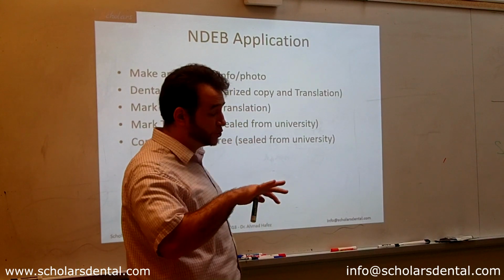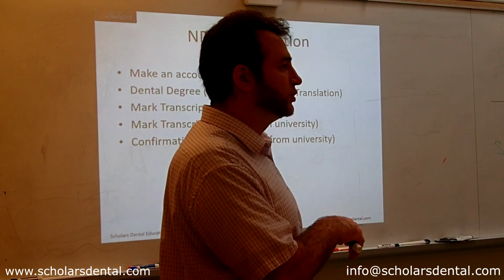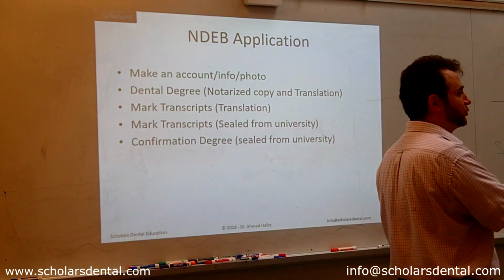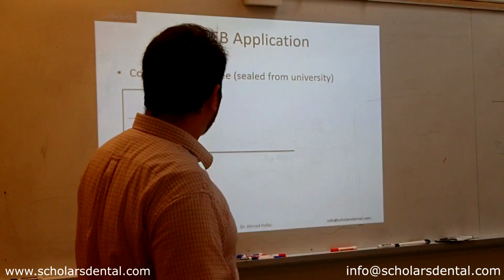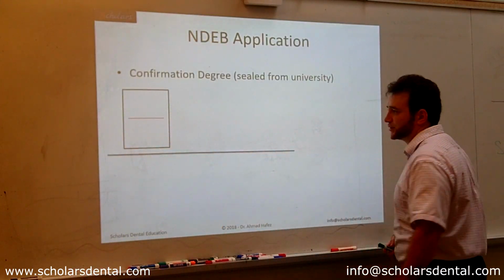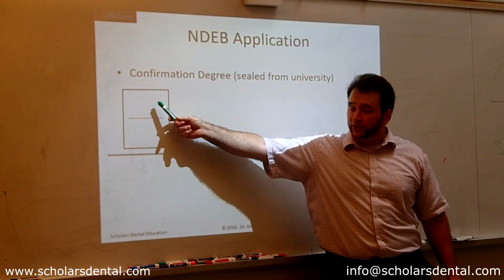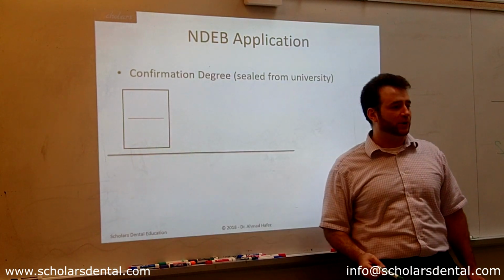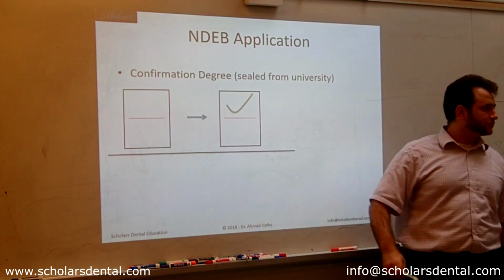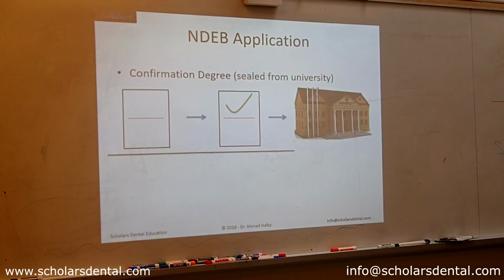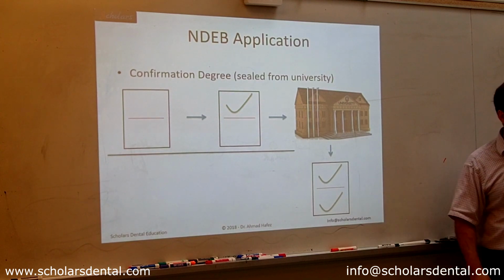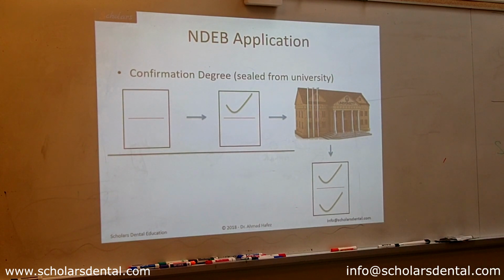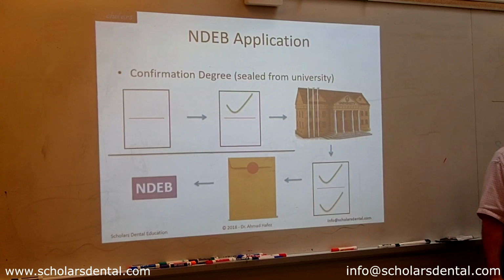Sometimes they have special ways. Like if you can't do something, you could do a document, like a sworn statement from a dentist or a lawyer, and they could accept it. So ask them. The confirmation degree is a piece of paper where you fill the top part, and your university fills the bottom part. So you send it to your university. Your university, if they're smart, will fill the bottom part correctly. Okay? They put it in an envelope and seal it, and then send it back to the NDEB.